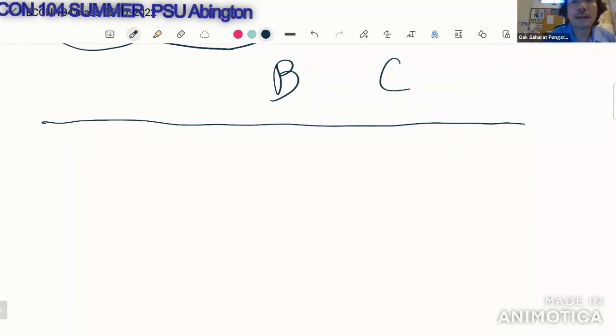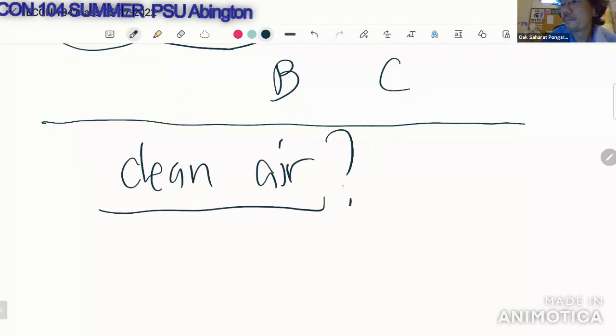Okay, so we want to clean the world. I just mentioned the word clean air, and I would be thinking, well, there's some cost to clean air. If we clean the air, does it cost you? Does clean air come free? I guess that's my question.